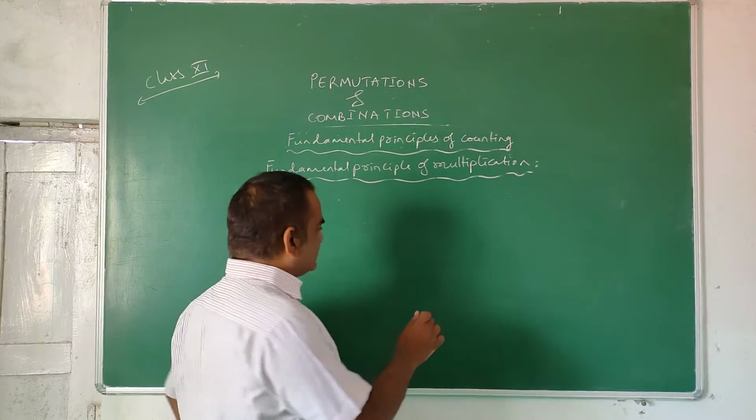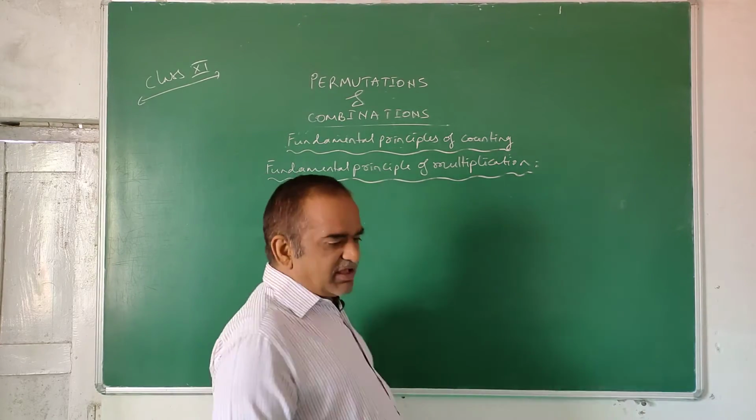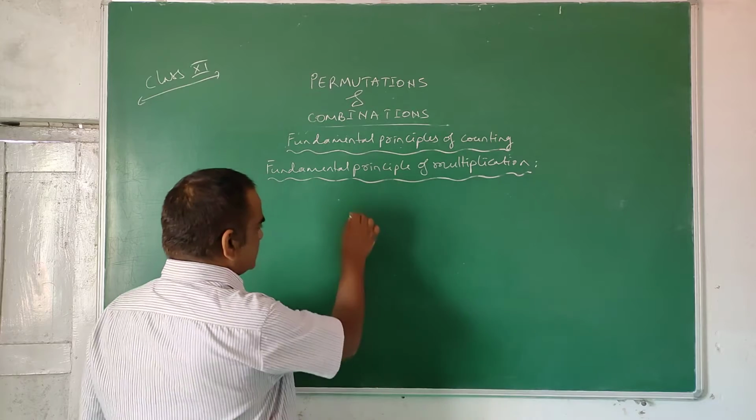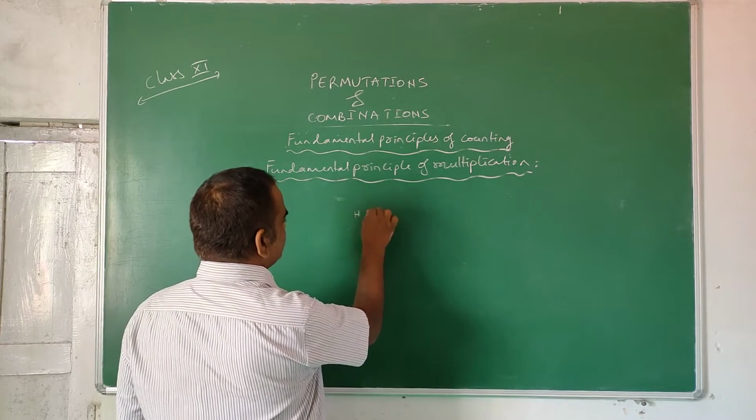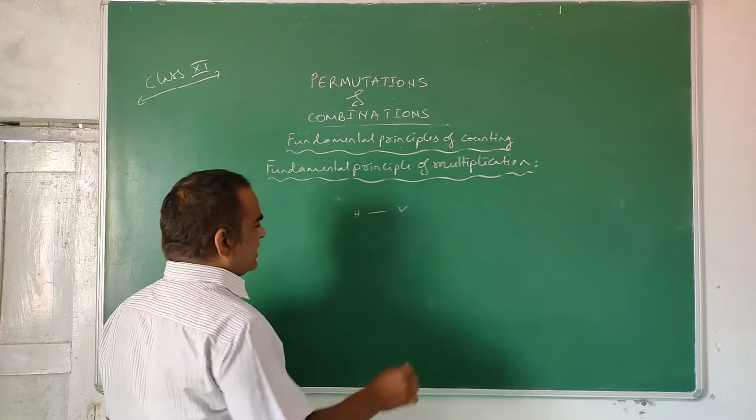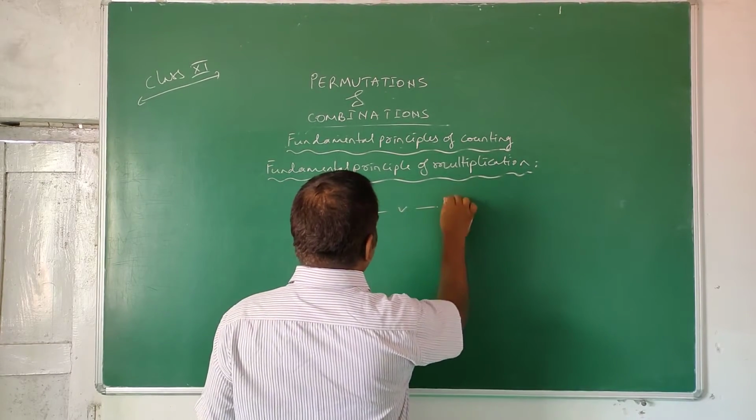See for example, there are 3 ways from Hyderabad to Vijayawada. Say, and there are 2 ways from Vijayawada to Rajahmundry.